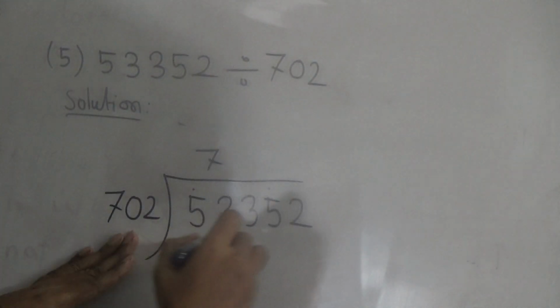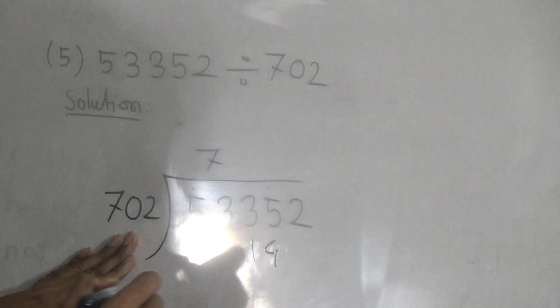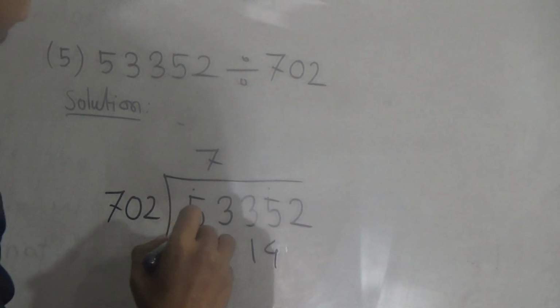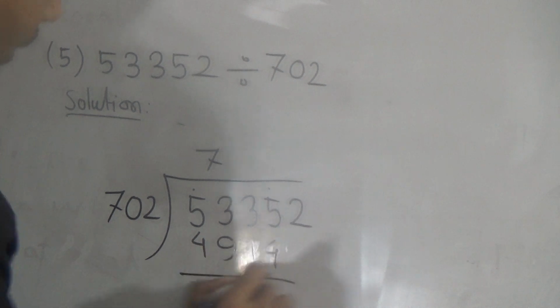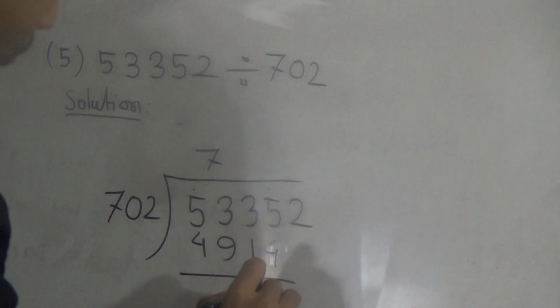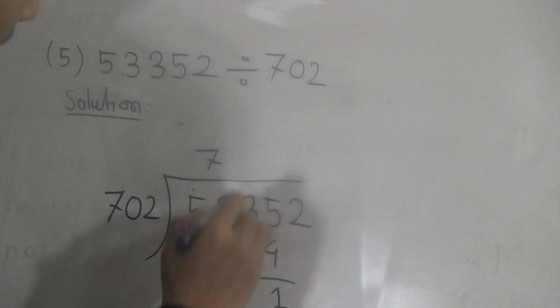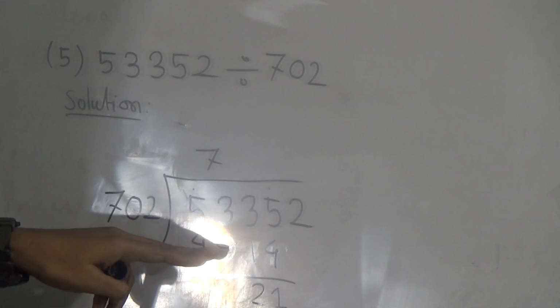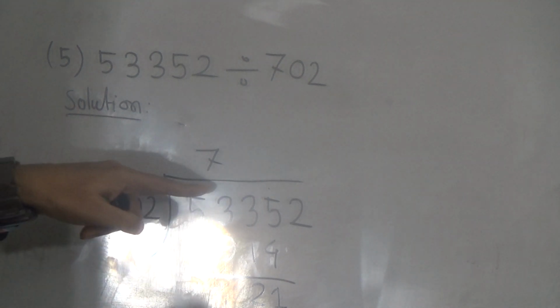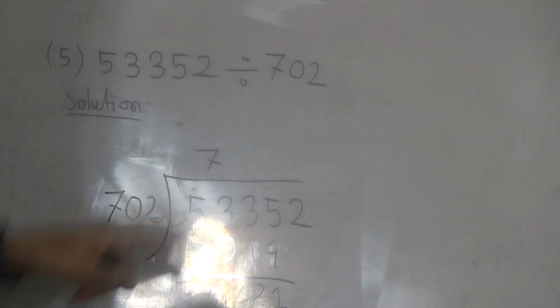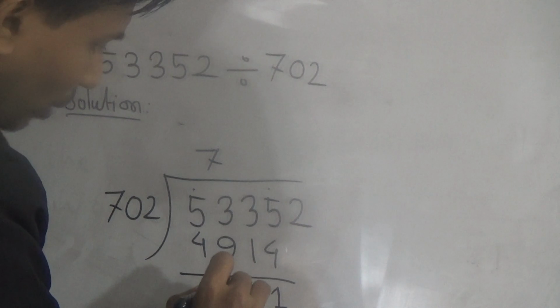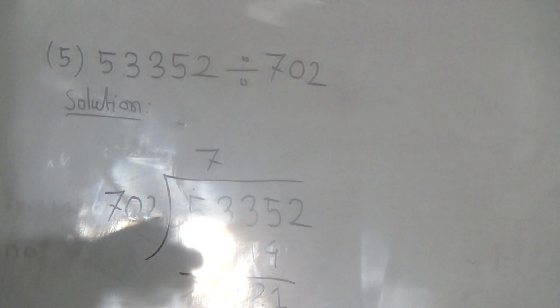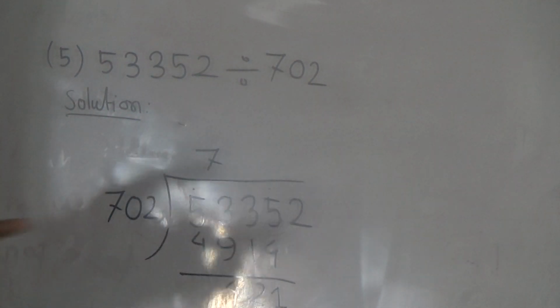Look, 7 2s are 14 and 7 7s are 49. Now subtract. 5 minus 4 equal to what? 1. 3 minus 1, 2. Look, this is 3 and this is 9. So you have to consider 3 as 13. 13 minus 9 equal to what? 4. Now put here 4. As you consider 3 as 13, so you have 1 in your hand.